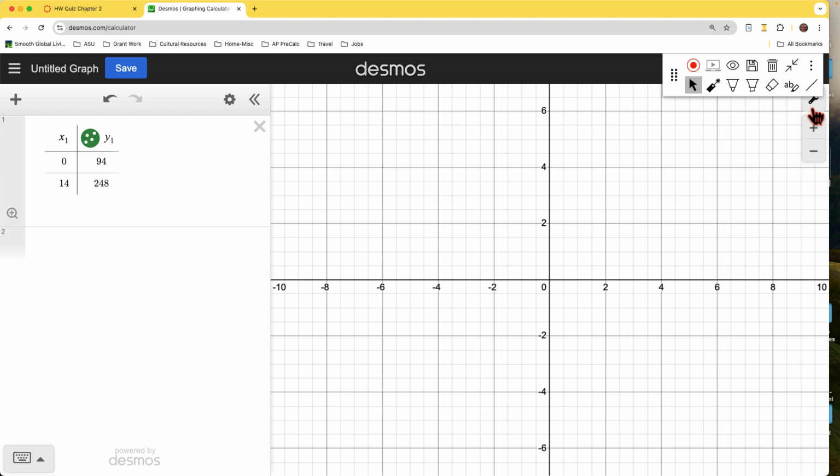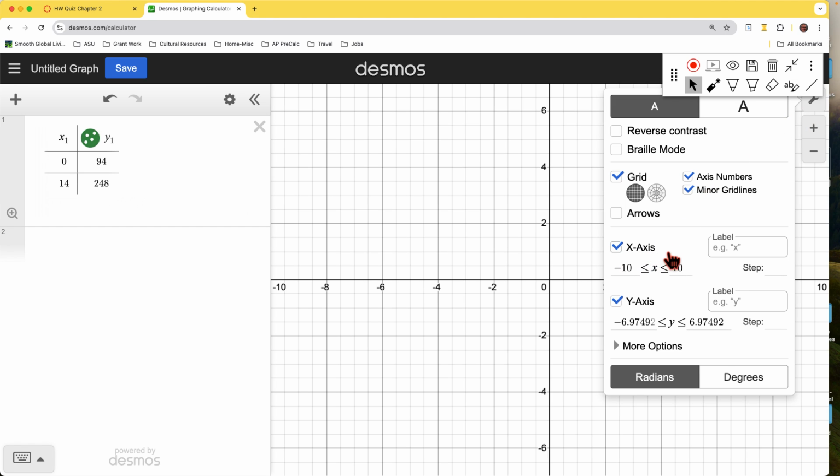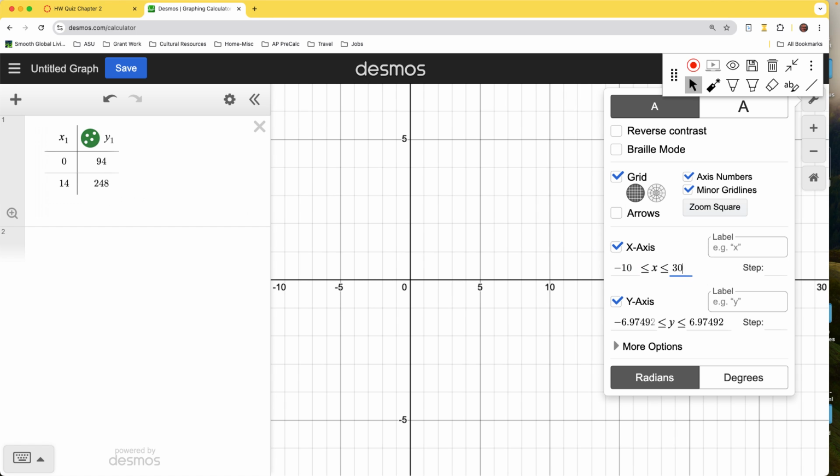So what I need to do is come to this little wrench, and I can fit my window. My x-axis, I want it to go to at least 14, but remember I looked ahead, and there's a question I'm going to need to ask: when x is 2010, which is 20, I need to answer that question. So I'm going to go out to 30, x equals 30. I leave the negative 10, I'm not going to worry about that. And then my y-axis, I want my y to be big enough to see what's happening, 248.